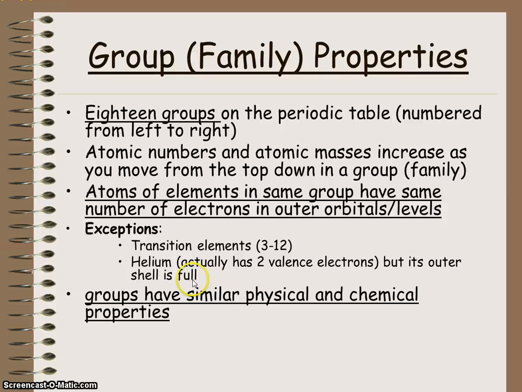Groups have similar physical and chemical properties. So if an element is in the same group as another element, you can pretty much know what it's going to look like and how it's going to react. It's really cool. That's why they arrange it that way, because they are similar. That's why we have the periodic table set up the way it is, because these elements are similar to each other in that way. They have similar physical and chemical properties.